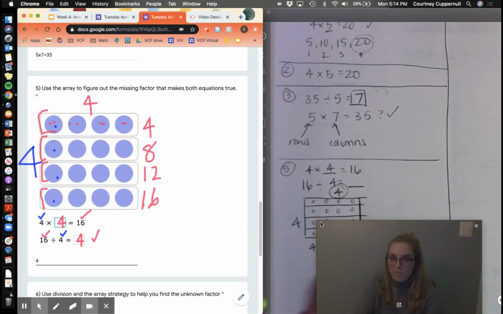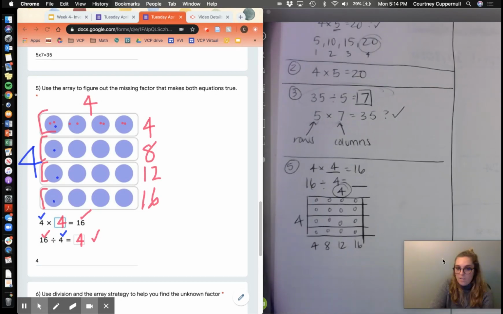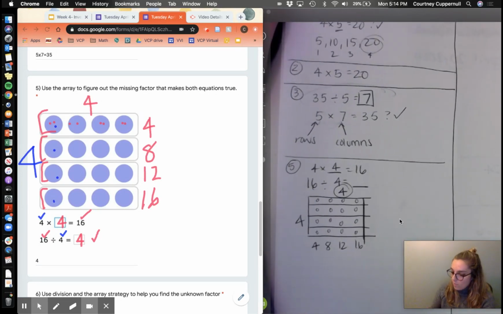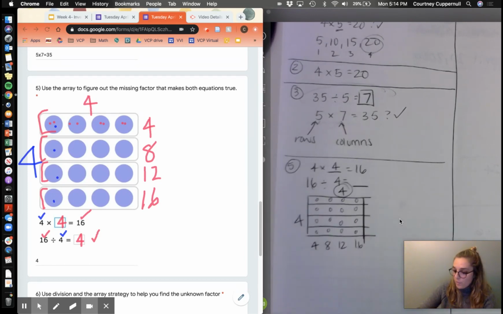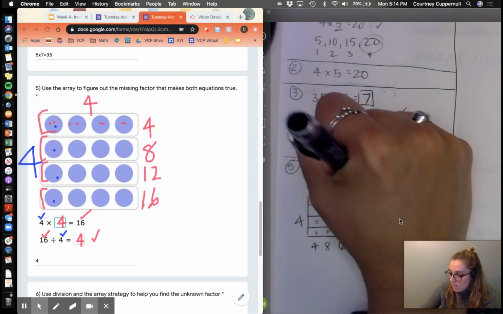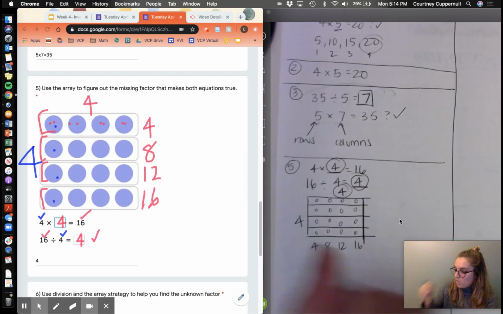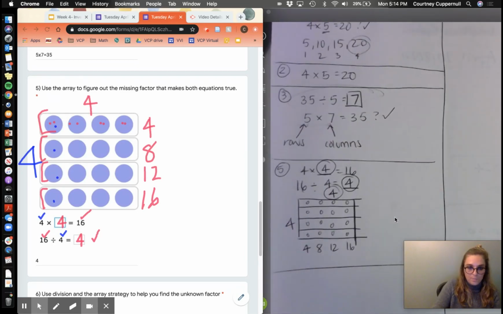I have 16 total circles in here. Oh, I gotta move my video. Sorry, friends. I have 16 total circles in here that when I split into my 4 rows, give me 1, 2, 3, 4 circles per row. So 4 also goes in here. That is my answer. That was like 4 different strategies to solve this one.